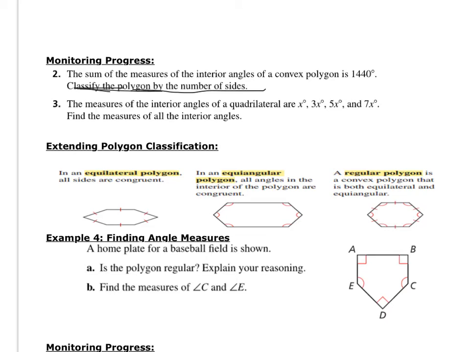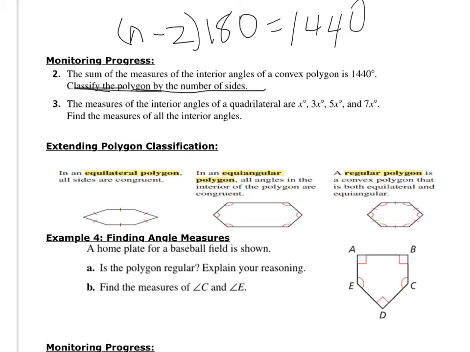In other words, we don't know what n is, do we? But we do know the total degree measure. Well, if you remember on the previous page, we had an equation that allowed us to find, when we knew the number of sides, or n, the total degree measure. Well, here, don't we know what the total degree measure is? So we're trying to figure out the number of sides, so don't we just need to solve for n?